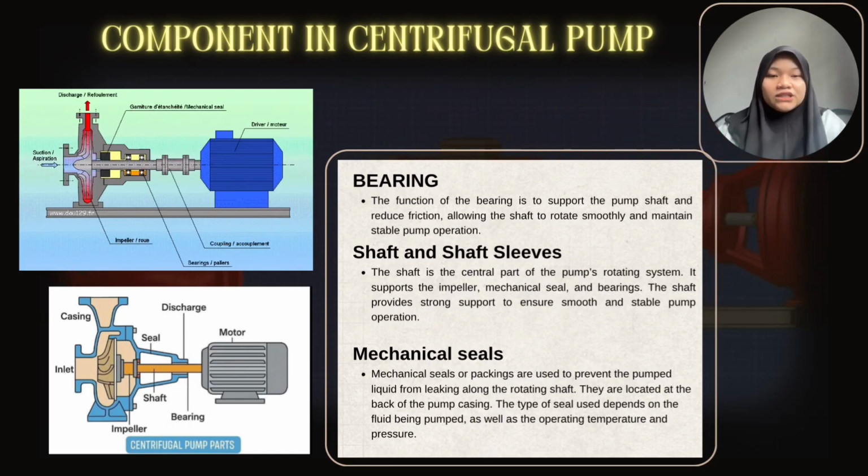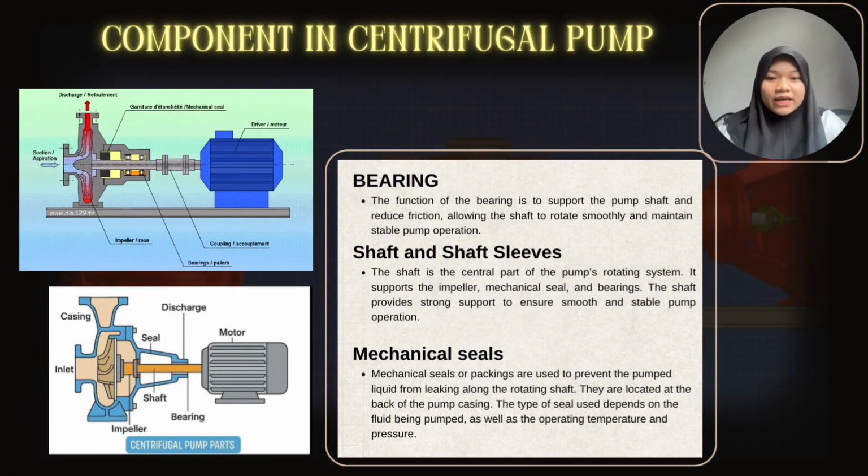Next is the shaft and shaft sleeve. The shaft is the central part of the pump rotating system. It supports the impeller, mechanical seal, and bearing. The shaft provides strong support to ensure smooth and stable pump operation.